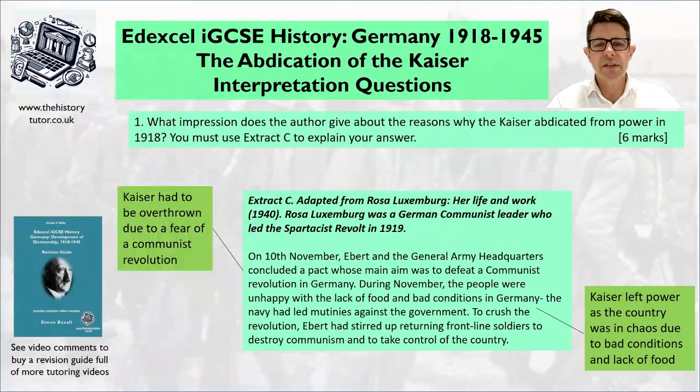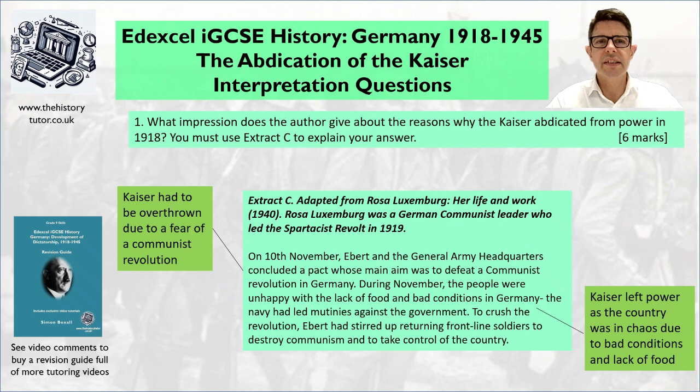So firstly, I found this one. Kaiser had to be overthrown due to a fear of a communist revolution. And then secondly, I found a view that the Kaiser left power as the country was in chaos due to the bad conditions and lack of food. So these ideas are in there, and we can suggest them a little bit with our understanding as well.